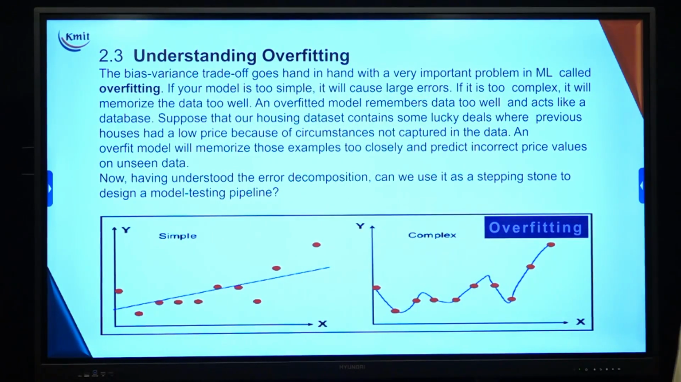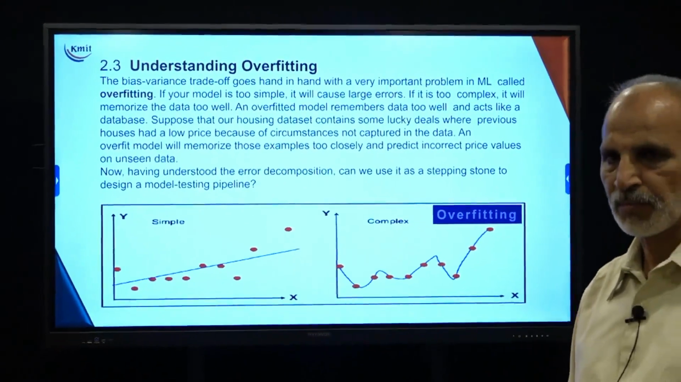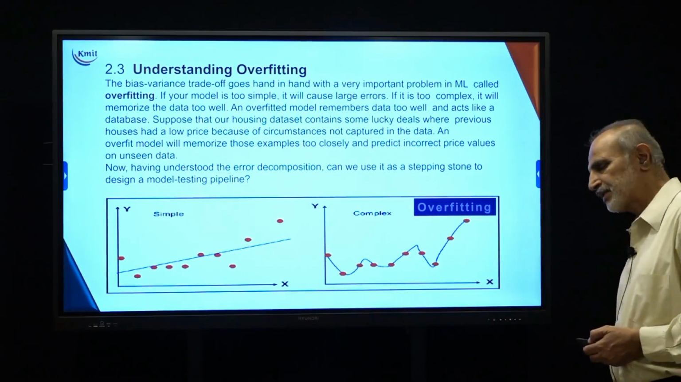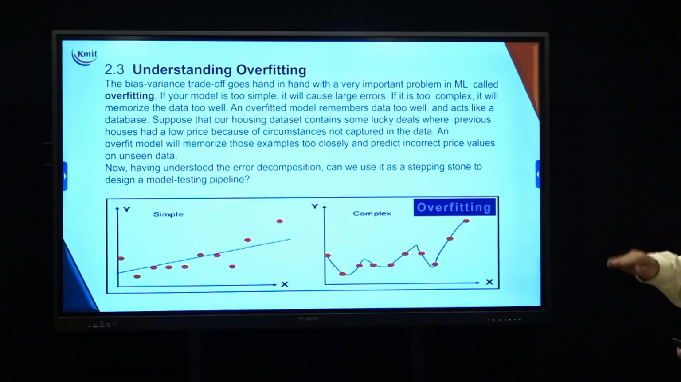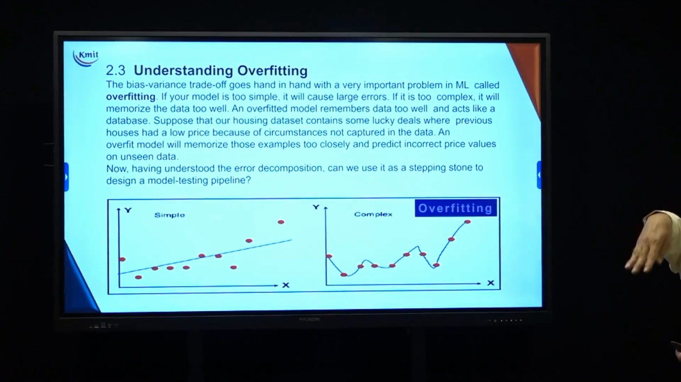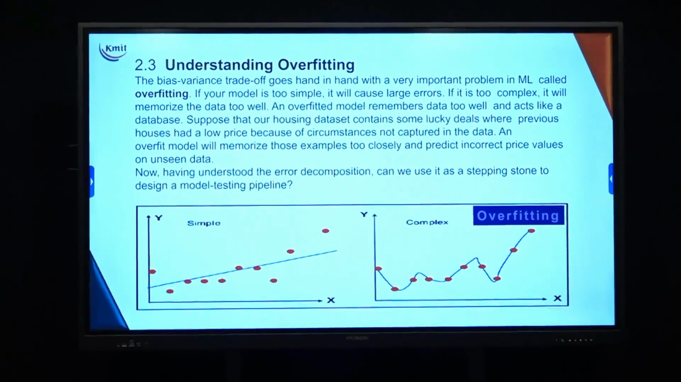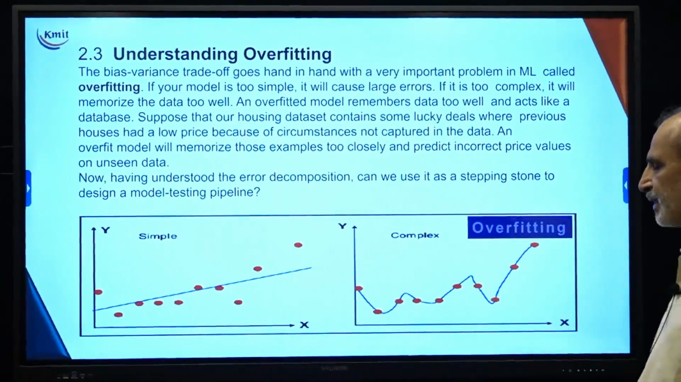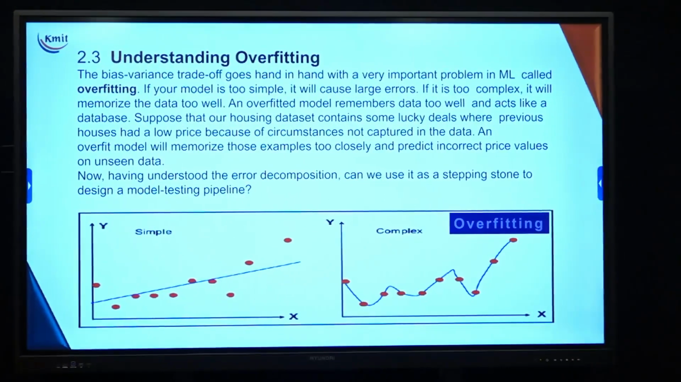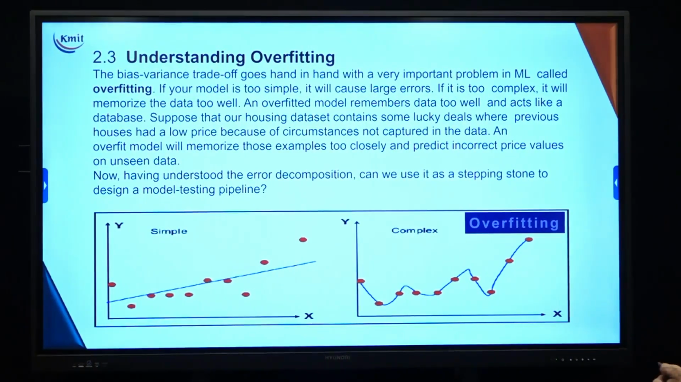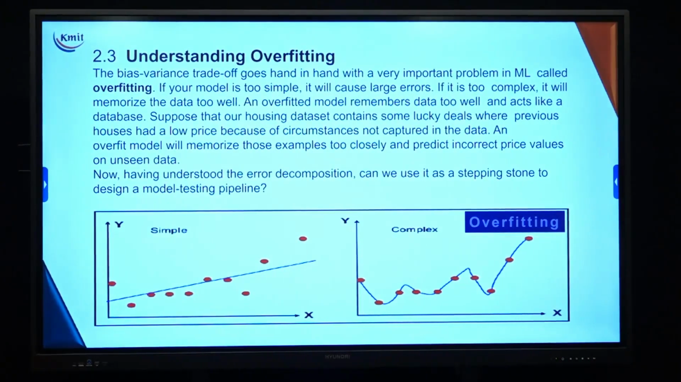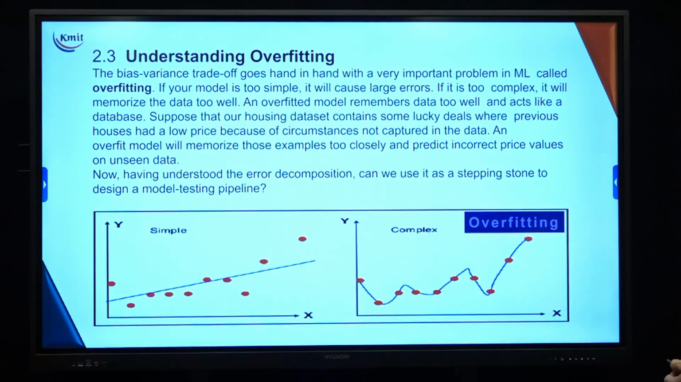In practice, the right-hand side appears to be better than the left one. In machine learning, the right-hand side is the worst because your model is traveling through all the data points. It goes up, down, up, down, so you have a lot of oscillations around the center, and we say the model has a training and test accuracy problem. If your model is too simple, it will cause a large number of errors. If it is too complex, it will memorize the data too well.